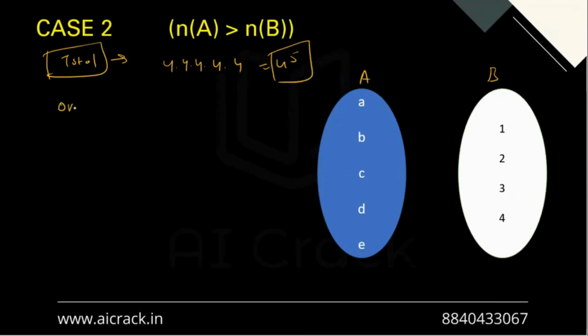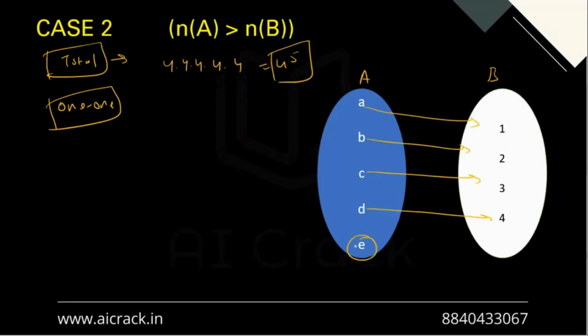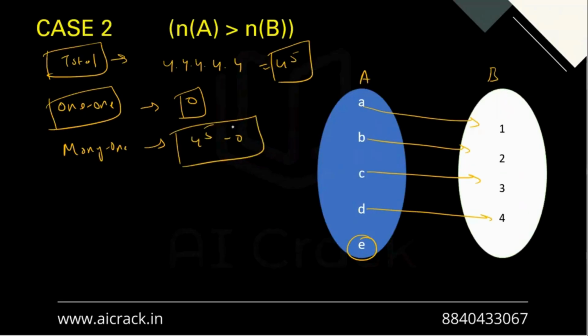Now let's talk about total number of one-one functions. Now tell me one thing. I have done this kind of mapping. Now I can clearly see that E is going to be left behind. In any case, whatever kind of mapping I do, one element in set A is going to be left behind, right? Because we have just 4 elements in set B. So that is why we can clearly say that the number of one-one functions is 0. And that's why many-one functions would be 4 to the power 5 minus 0, total minus number of one-one functions.